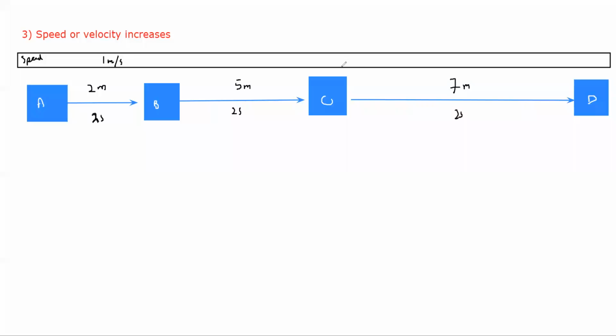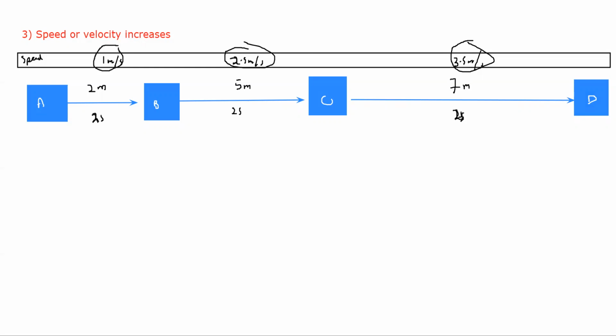What is the speed from B to C? 2.5. And from C to D, it's also a 2-second interval, 3.5. 3.5 meters per second. So in this example, you can see the speed is increasing.